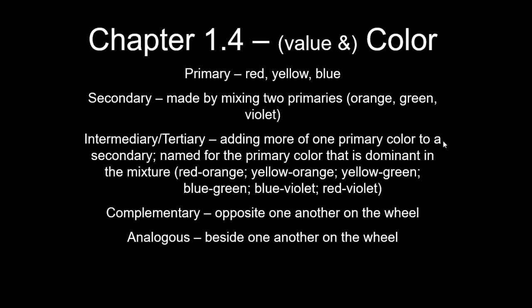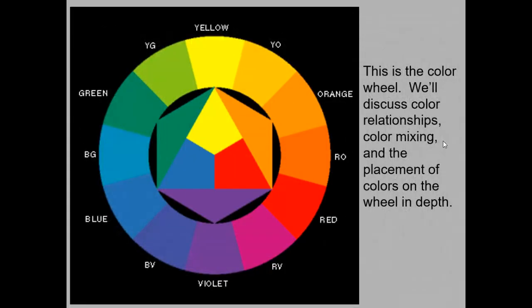So yellow-orange, yellow-green, blue-green, blue-violet, red-violet. They're always named for the parent primary color that there's more of in the mix. Complements are colors that are opposite one another. So the opposite of a primary is always a secondary: red, green; yellow, violet; blue, and orange. Analogous colors are colors that are side by side on the color wheel.